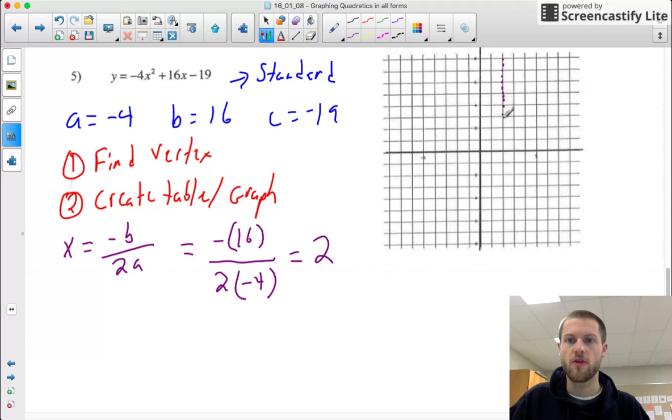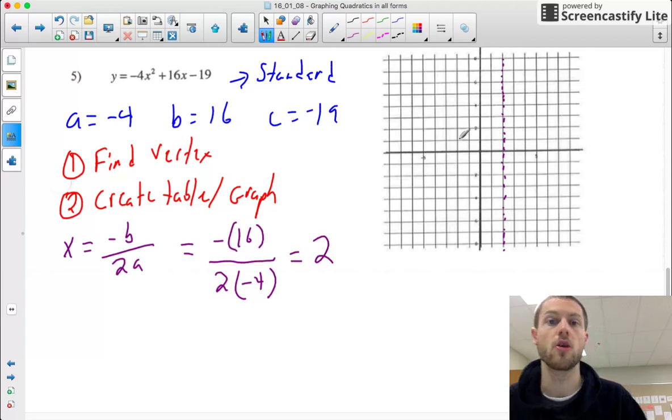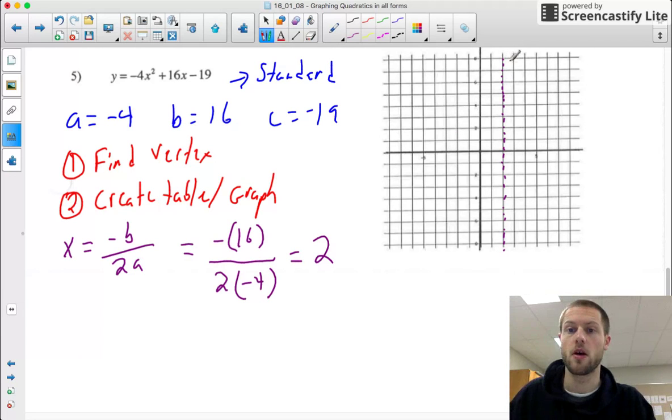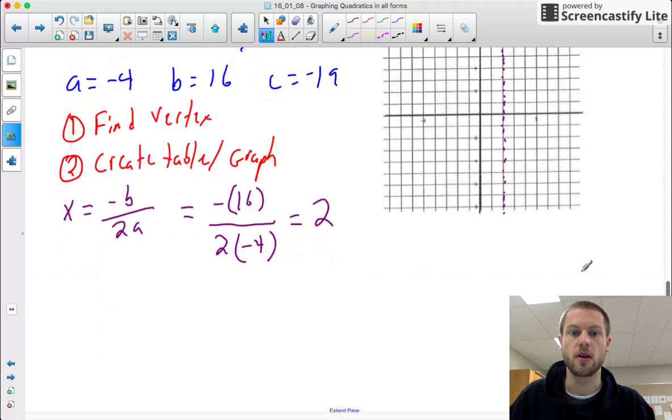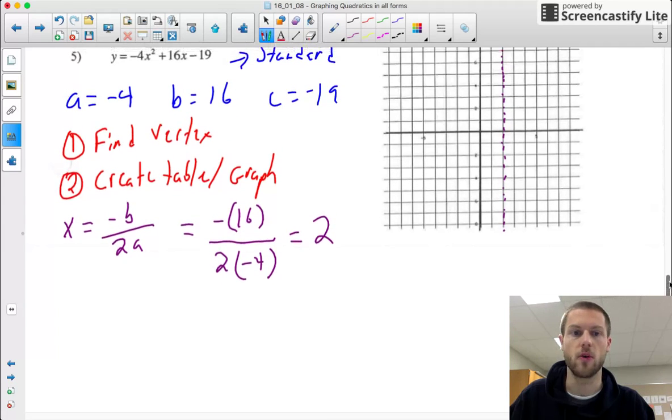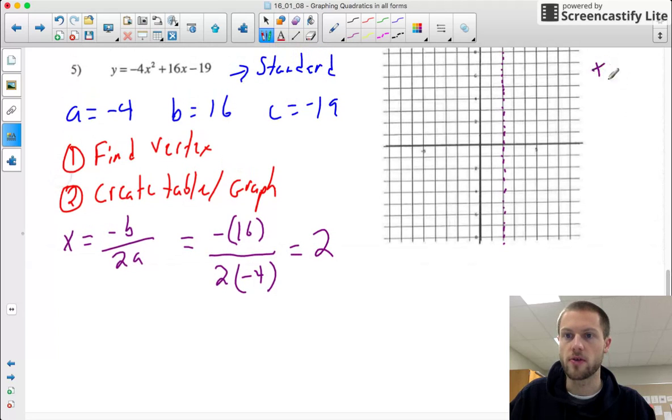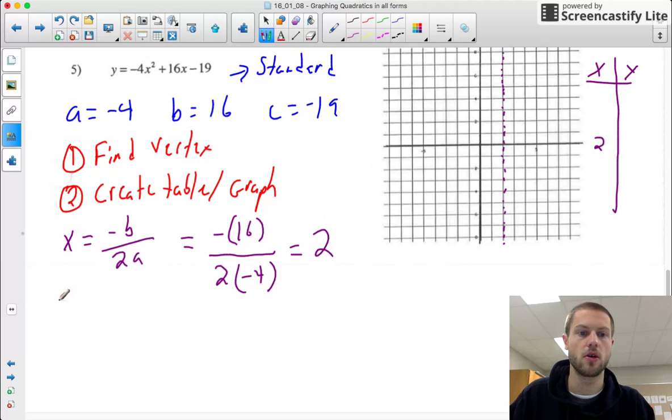So what I know so far is that the x-coordinate of my vertex will be somewhere along this line. What I also know is that this dotted line that I just drew must be my axis of symmetry. It's going to go through the vertex. I could even begin a table of x and y values if I wanted. I know that 2 is going to be in the center of my x values for my table. So let's figure out where the y coordinate is when x is equal to 2.